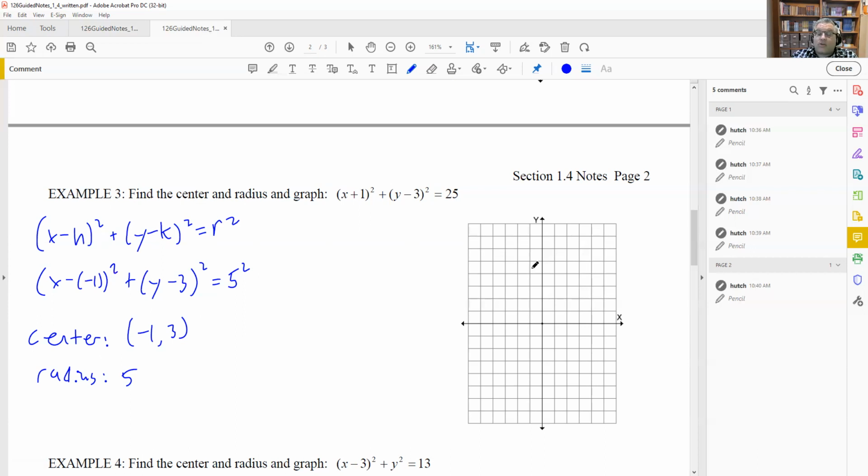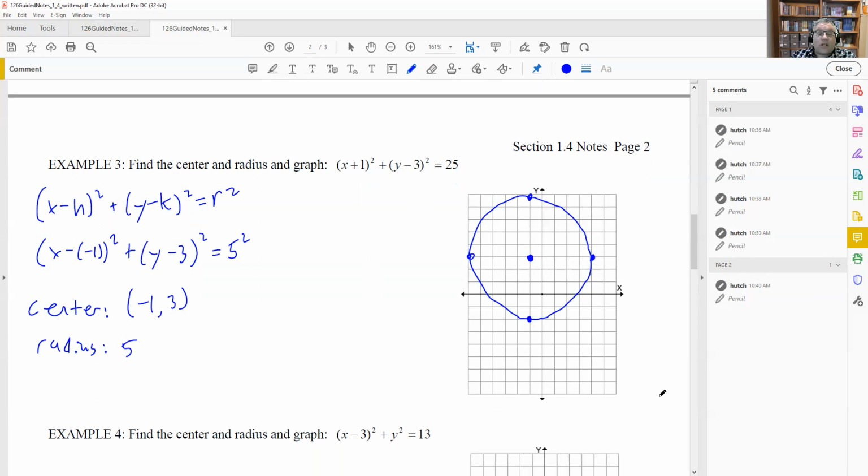Now the last thing I want to do is to graph it. So I do -1, 3. I plot the center first. I'm going to go up 5, down 5, to the left 5, and to the right 5. Like that. Now I have my 4 reference points that I can use to draw the graph right here. And so that's going to be my final answer. I found the center and the radius, and then I drew the graph to go with it.